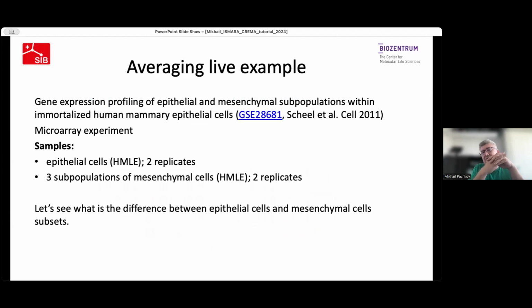And what I'm going to do now is to demonstrate how it actually works, exactly where a person has to click, how to specify new sample names and so on. And for that, I'm going to use a data set which contains epithelial cells and also mesenchymal cells. So there is one sample of epithelial cells, two replicates, and three subpopulations of mesenchymal cells, two replicates each. So I'm going to make an averaged version. Let me switch the sharing window.